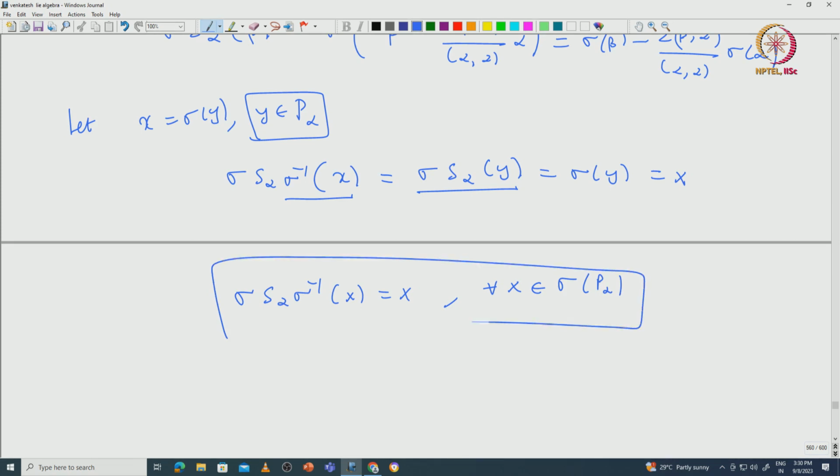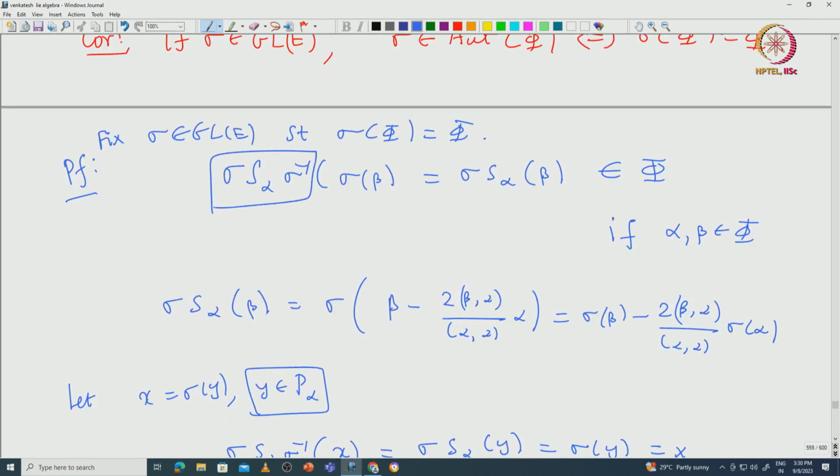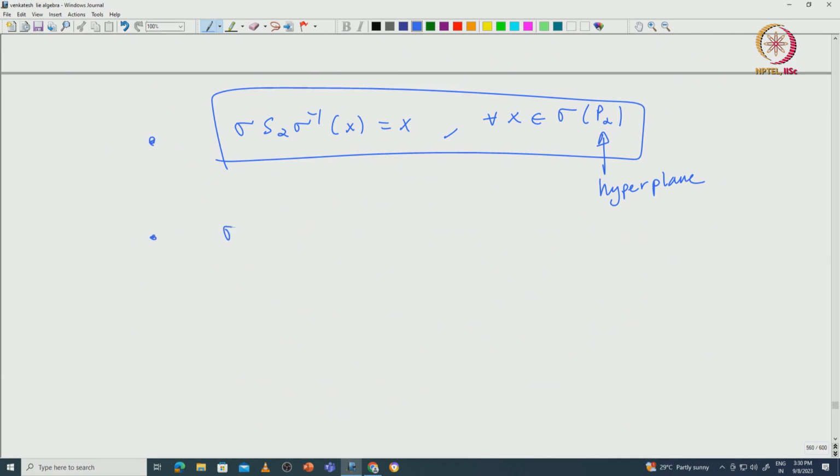Note that sigma of P alpha is going to be another hyperplane. And we have already seen that sigma S alpha sigma inverse indeed leaves phi invariant, because when beta varies over phi, then sigma of beta will vary over phi again. So, this is the first condition, and this is the second condition: sigma S alpha sigma inverse of phi is nothing but phi. So, some of the hypotheses in lemma 1 are satisfied. This sigma S alpha sigma inverse fixes a hyperplane and leaves phi invariant. All we need to check is that it takes some non-zero element of phi to its negative.